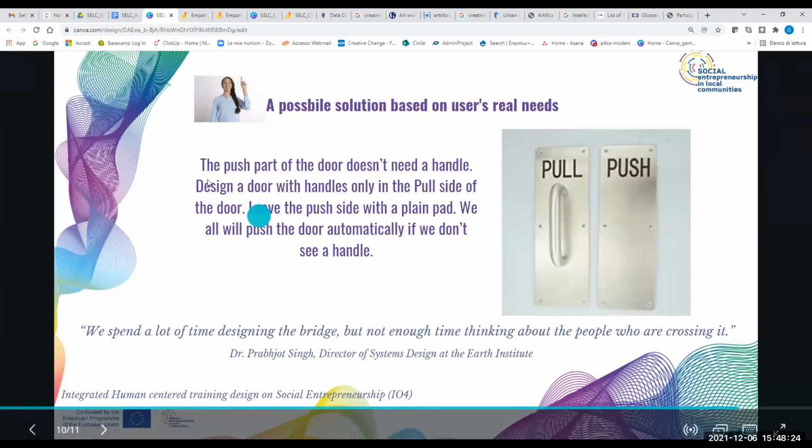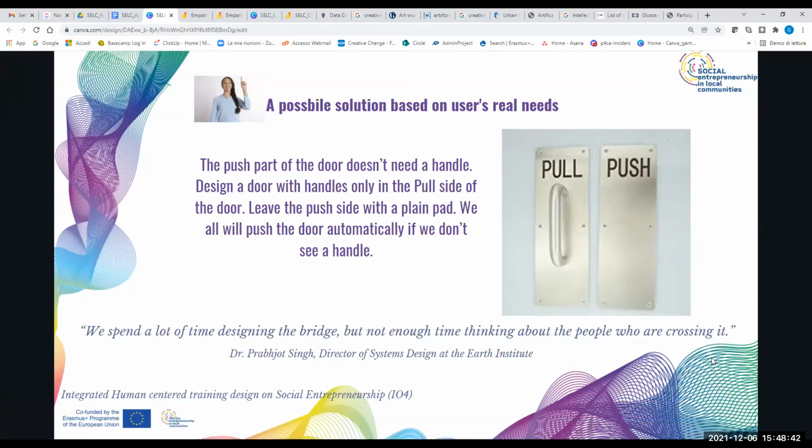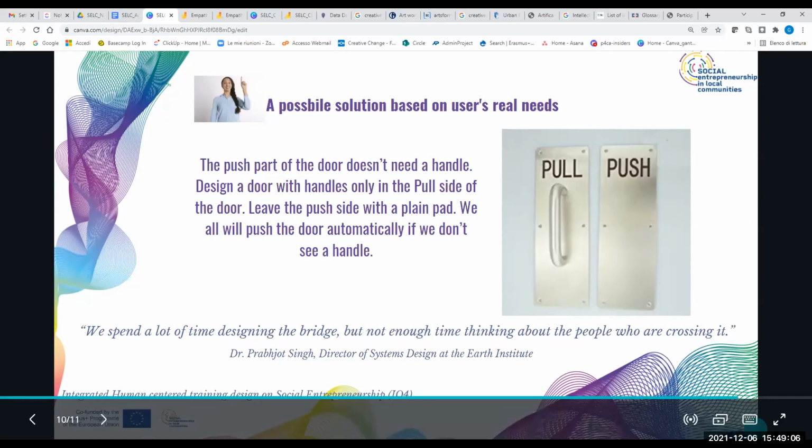And I like to read this quote to you from Dr. Singh, who said, "We spend a lot of time designing the bridge, but not enough time thinking about the people who are crossing it," which is true. That's why the human-centered approach can really help in thinking about the people who are crossing the bridge. So if we are creating a product or a service for our community, first of all, we should be aware and able to analyze deeply the real needs of the people we are creating this service or product for.